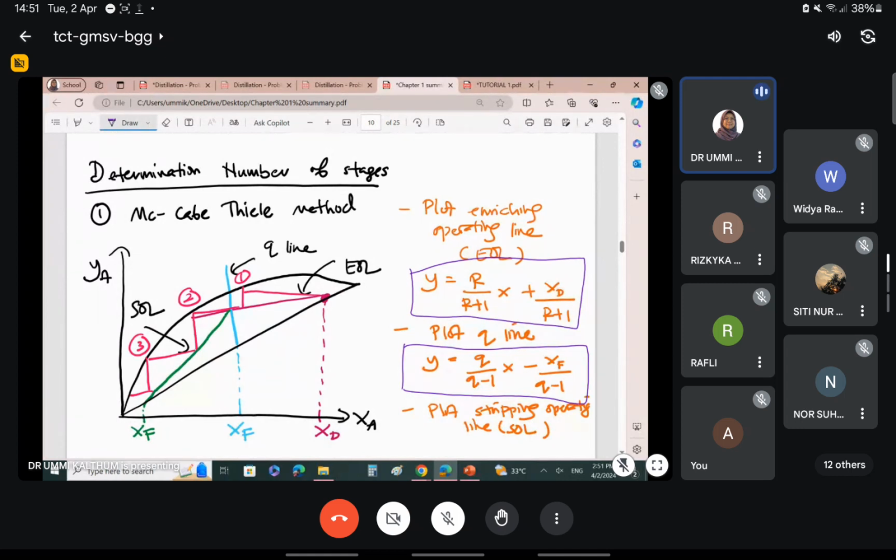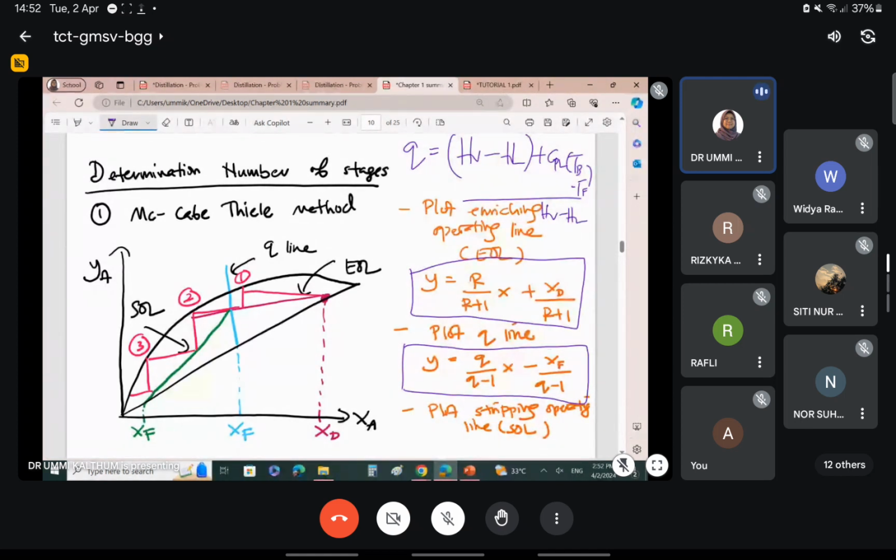So Q is equal to HV minus HL plus CPL, TB minus TF, divided by HV minus HL. Okay, dekat sini ya. Q sama dengan HV minus HL plus CPL, TB minus TF, divided by HV minus HL. Okay, so ini adalah Q.